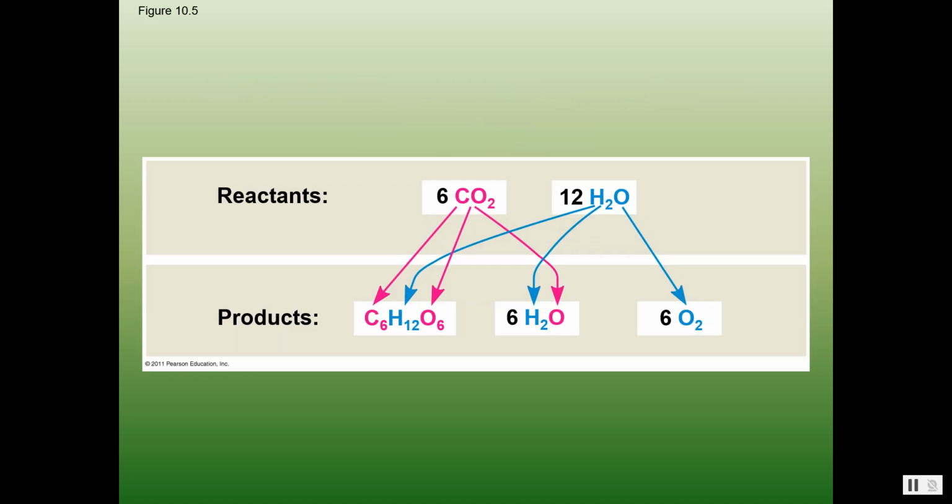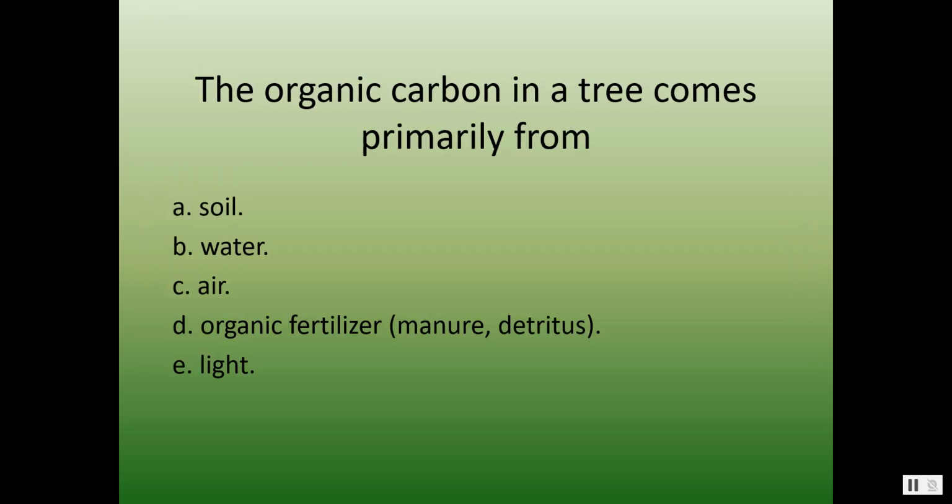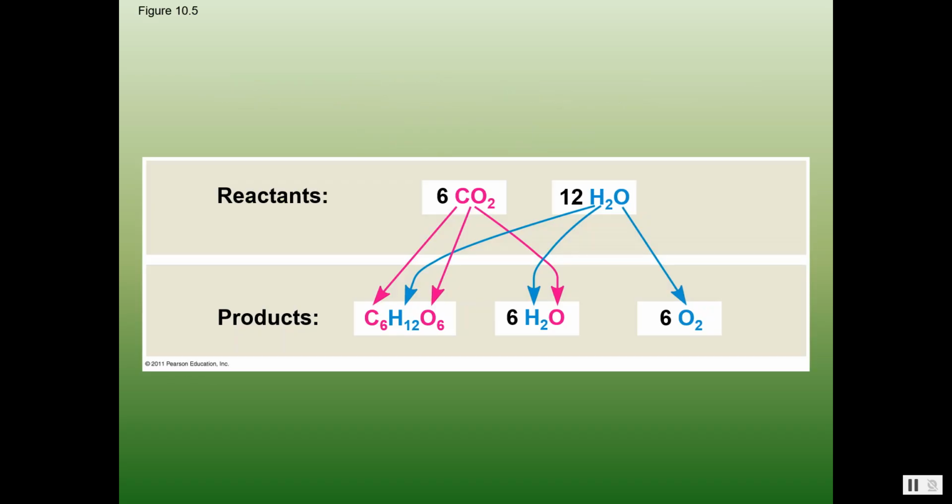So here we have carbon dioxide and water gives rise to glucose, water, and oxygen. So the organic carbon in a tree, like in the cellulose that makes up the tree, where does that come from? Does it come from the soil? Does it come from the water? Does it come from the air? Does it come from fertilizer? Or does it come from the light? All right, so where's the carbon coming from in that glucose?